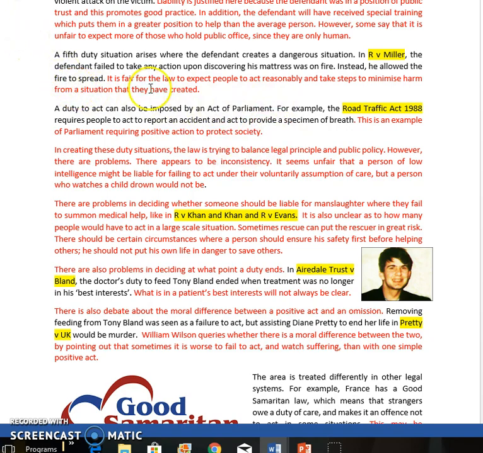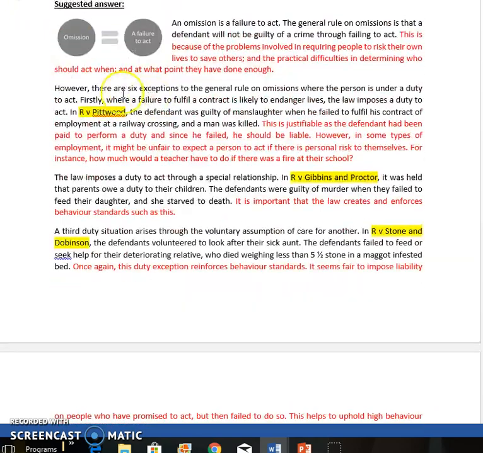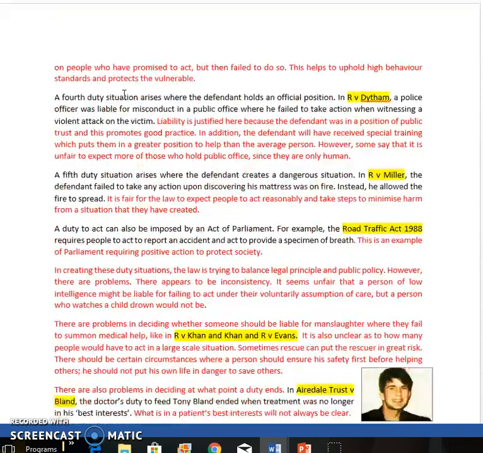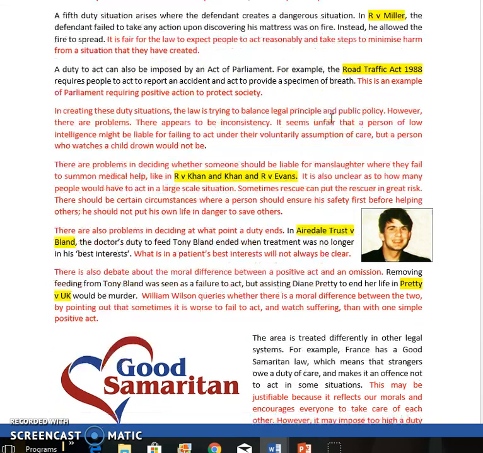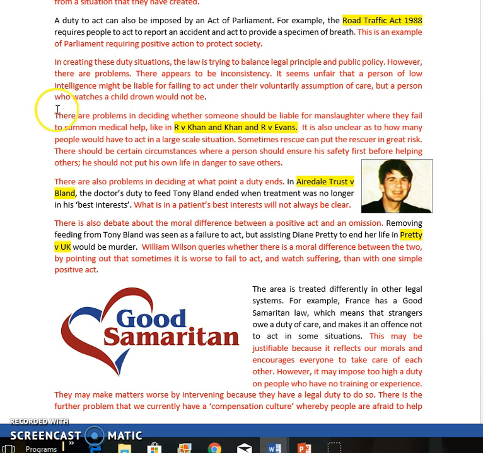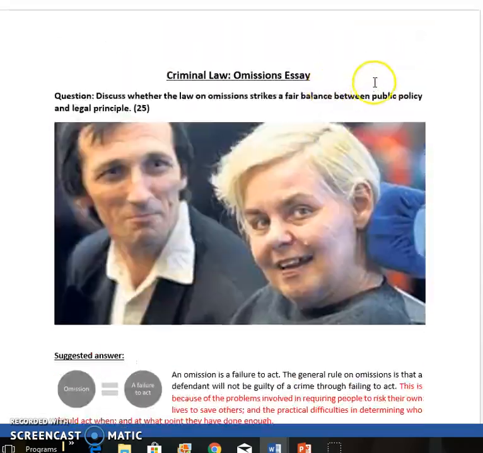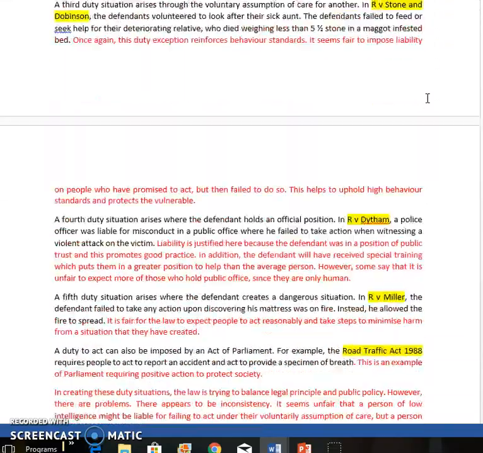accidents on the road. So what you can see I've done so far is I've gone through the 6 duty situations, but I'm not finished. I want to do more evaluation now at this point. So I'm explaining here that because we have these 6 duty situations, this illustrates that the law is trying to balance legal principle and public policy. And you'll notice there that I have linked back to the phrasing of the question. And it's good practice to do that as much as you can.